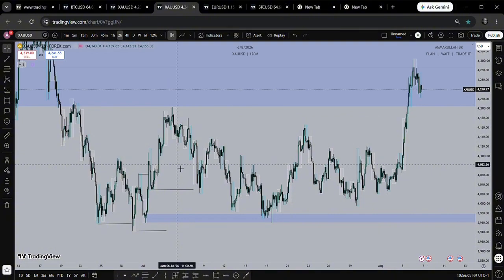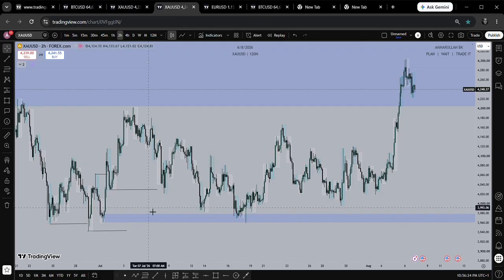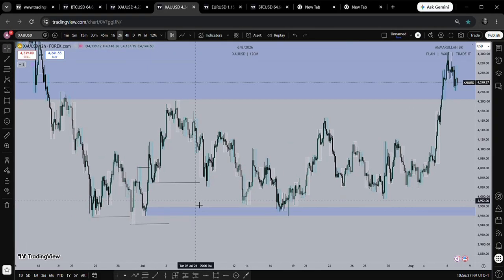Even if we are to go lower, we will just go to the 30 minutes time frame and maybe get more confirmation without executing a trade, before showing you how the trade has been made. So let's go to the 30 minutes time frame.